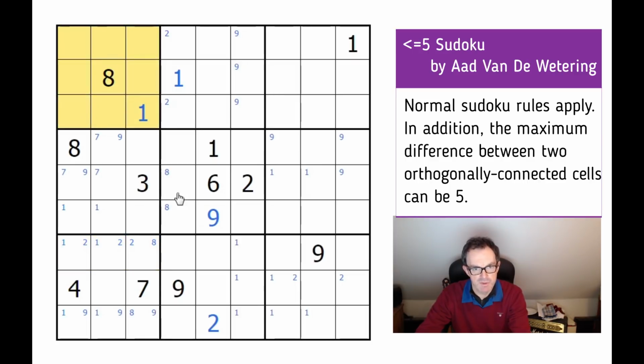In this box, 2 can't go next to an 8. So we can actually rule out loads of squares. So the 2 must be in one of those positions, therefore this square becomes a 2. Now does this 2 do anything for us?